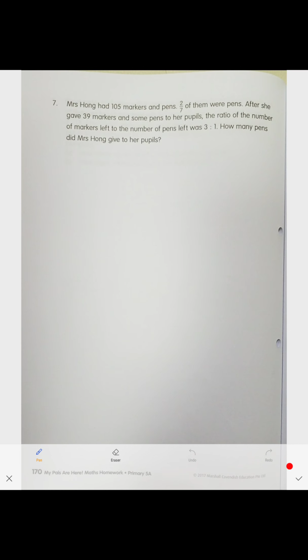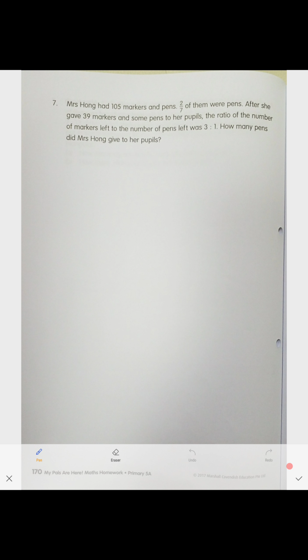Problem 7. Mrs. Hong had 105 markers and pens. 2/7 of them were pens. After she gave 39 markers and some pens to her pupils, the ratio of the number of markers left to the number of pens left was 3:1. How many pens did Mrs. Hong give to her pupils? All right, again, sentence by sentence, we break down our problem.